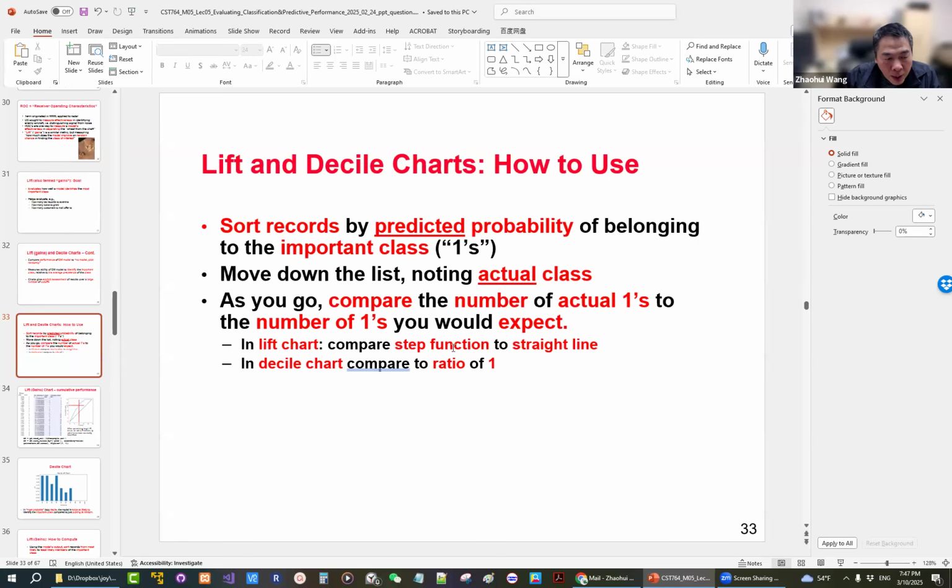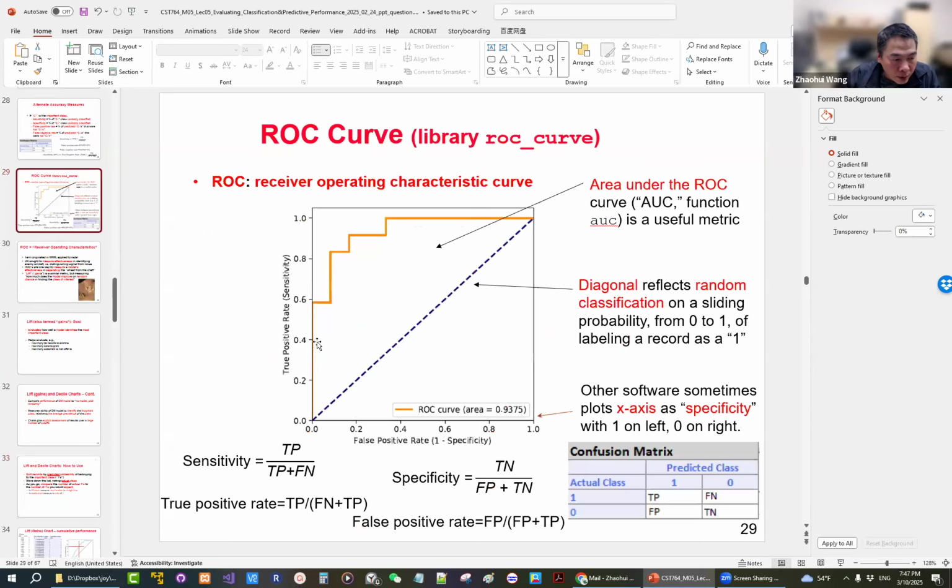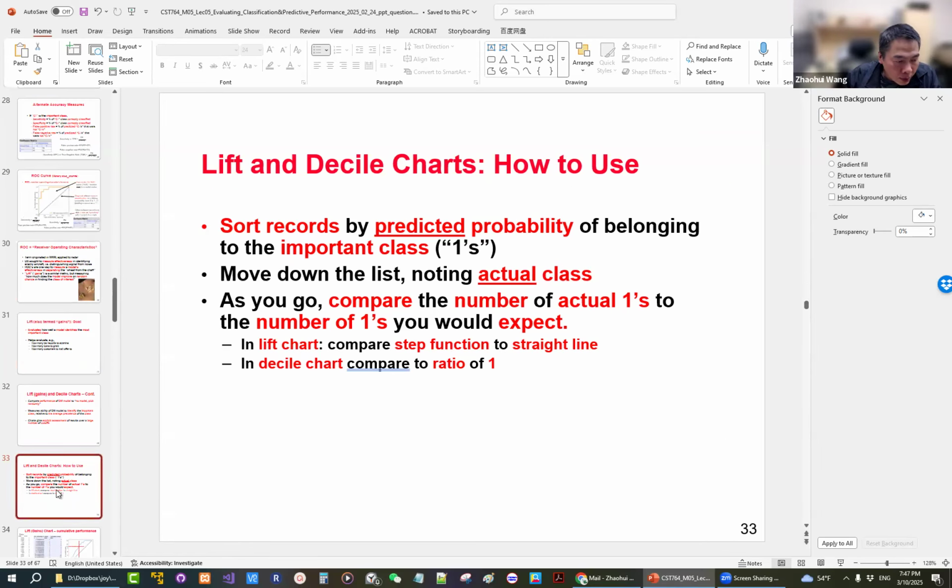The lift chart will be a step function, like this, corresponding to the diagonal line. The decile chart will be a value curve approaching 1. Yeah, we'll show the decile chart later.